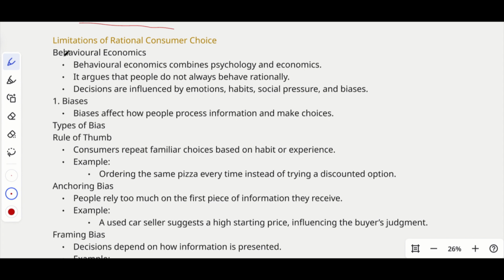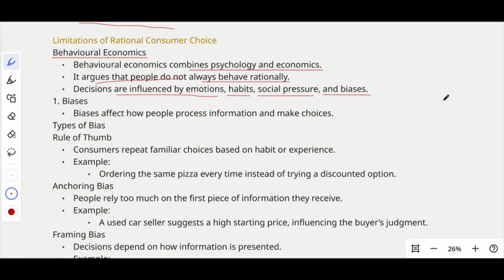So we will start with behavioral economics. Behavioral economics combines psychology and economics. Okay, so it combines psychology, that is how human beings behave, and theories of economics. So it argues that people do not always behave rationally. So sometimes we may not behave rationally, right? Why? Decisions are influenced by emotions, habit, social pressure, and some biases, right?